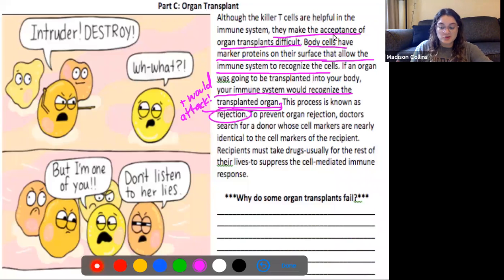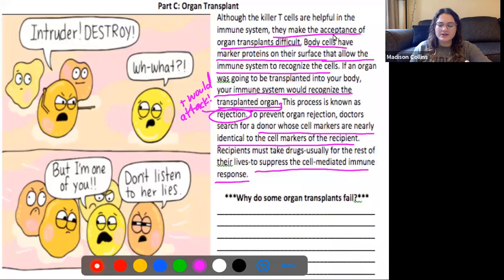To prevent organ rejection, doctors search for a donor whose cell markers are nearly identical to the cell markers of the recipient. Recipients must take drugs usually for the rest of their lives, to suppress the cell-mediated immune response. So now using that information, tell me, why do some organ transplants fail? Again, pause this video, answer that on your own, and then press play when you are ready to review it.